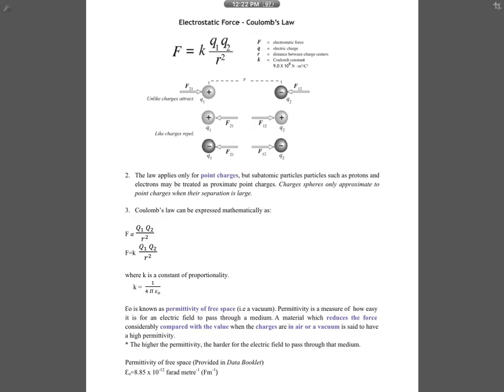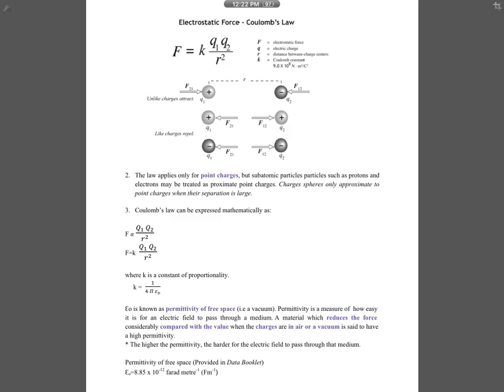So if you look at the formula here, what do you think? How does the permittivity affect the field? Higher permittivity easier to pass through, or lower permittivity easier to pass through? Now, some people think, because of the word permittivity, that permit means easier to pass through. So they think higher permittivity means easier to pass through, but it's wrong.